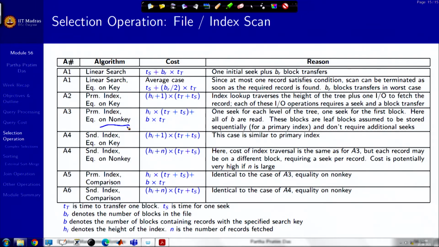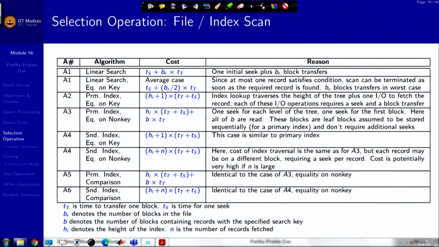But if you are doing it on a non-key, then you do not have that so easy. You will again have to go over the height for the entire B plus tree, doing the seek as well as the transfer. But finally, given the records, the number of blocks which have your final record, not BR, B, this is not the number of blocks in the file, this is the number of blocks which contain the search key, and it is non-key. So, there could be many. So, all of those will have to be read. So, so many transfers will be required along with that.